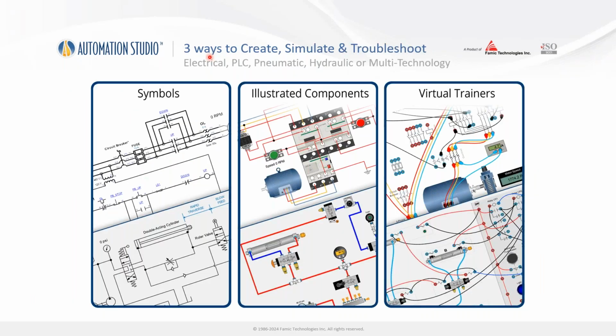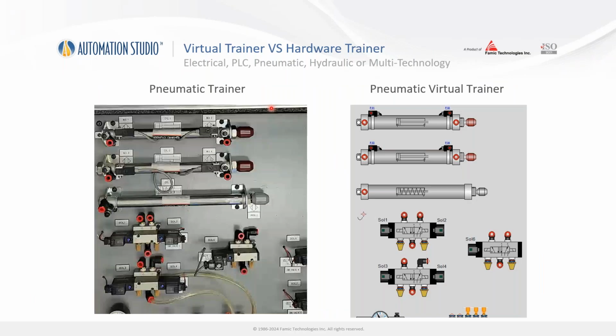In Automation Studio software, you have basically three ways to create, simulate, and troubleshoot your circuit. What are the three ways? The first is symbols, the second is illustrated components, and the third is virtual trainers. I will be showcasing all these three in today's webinar. Here we have a short video for your reference. I will play this video.